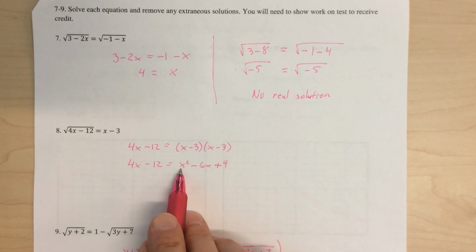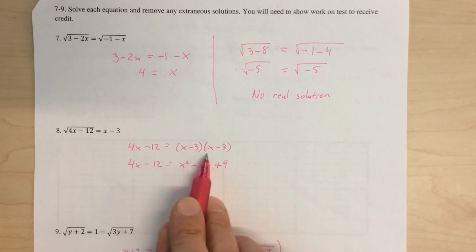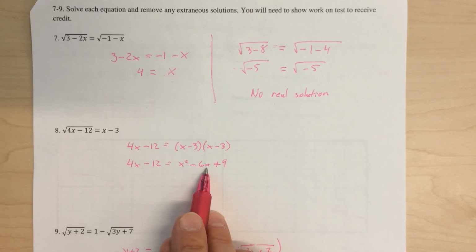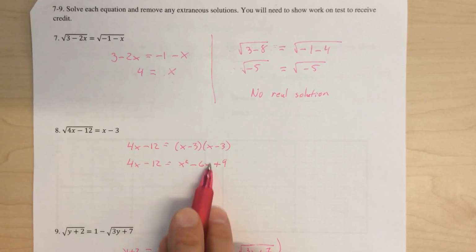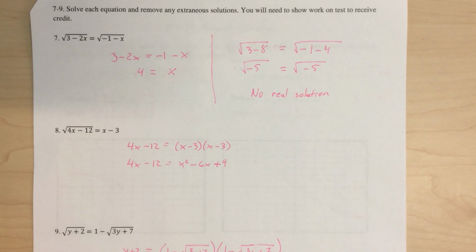You're going to have the x times x, which is x squared. You're going to have a negative 3 times an x. You're going to have another negative 3 times an x, which gives you negative 6x, and then you also have that negative 3 times negative 3, which is the 9. But it's that middle term. If you don't do this right, you're going to lose that term, and ultimately your answers aren't going to work. You're never going to get right answers. You can think everything is a no solution if you do that.